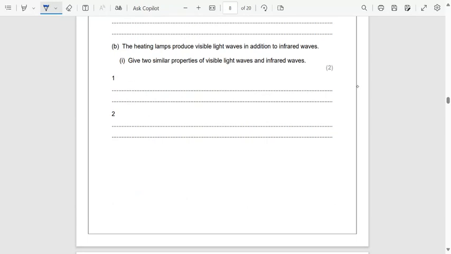You also get visible light produced, and two similar properties of visible light and infrared waves. There's lots that you could have had here, right? They're both part of the electromagnetic spectrum, and because of that, they've both got the same speed, so you could write the same speed, or you could even write down what the speed is. It's 3 times 10 to the 8 meters per second in a vacuum.